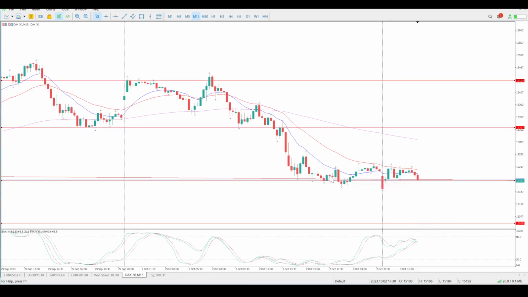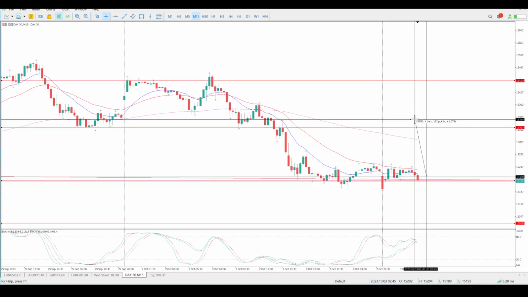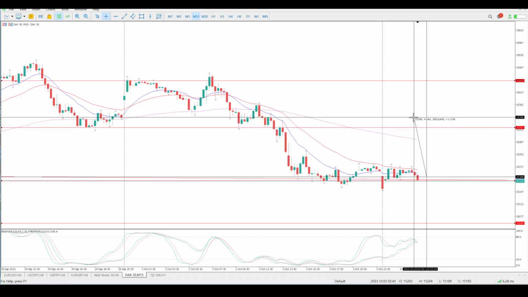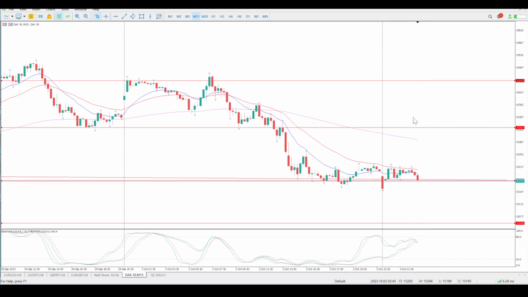But typically what happens there when we range, it sort of bounces around, takes out all the weak hands, and then makes a play. So a weak hand would be jumping in here, because if you jump in here, you've got to have your stop up here, which is what, that's 170 odd points away. So that's really risky. You've got a gap here as well.